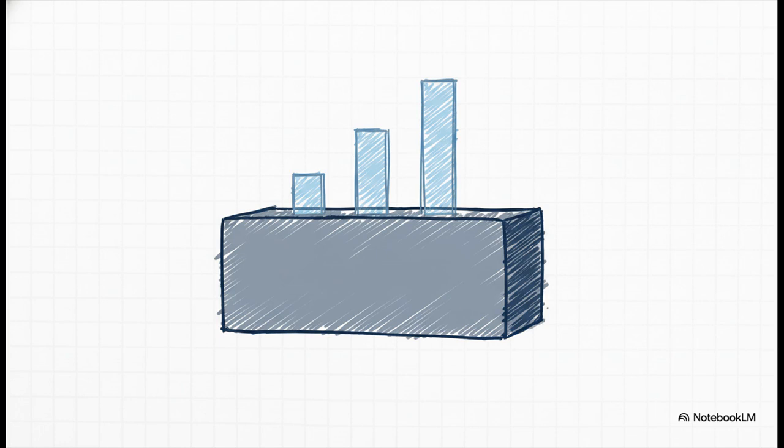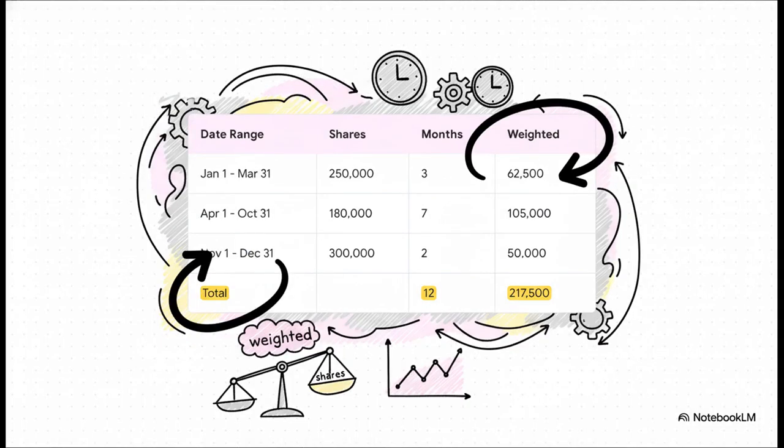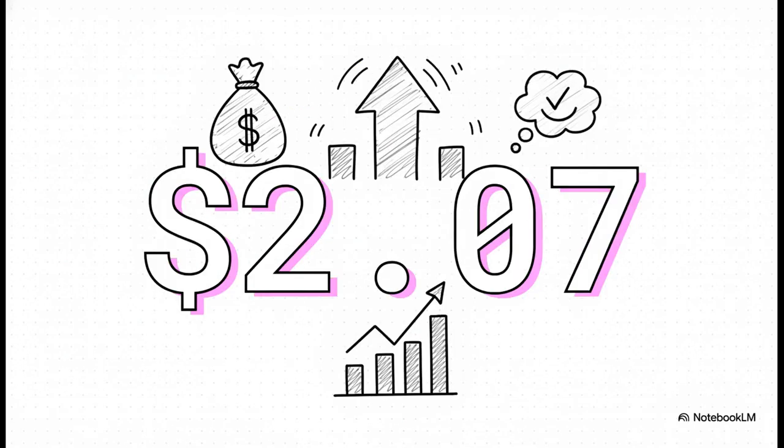First up is basic EPS. Think of it as the profit per share as things stand today. The math is pretty straightforward. You start with net income, then pull out any preferred dividends. Then you just divide that by the average number of common shares that were floating around. Now, that weighted average part is super important. It handles shares coming and going all year. For a company here, that gets us a basic EPS of $2.07.